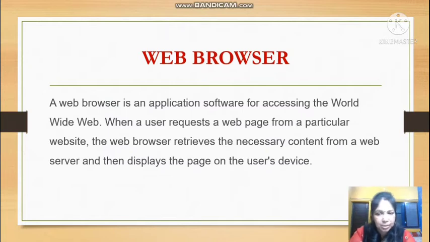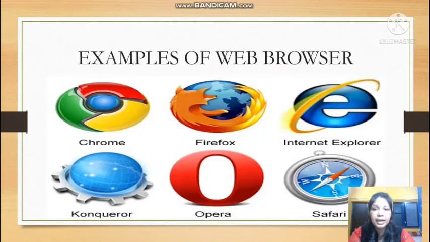So what is the process here? When a user requests a web page from a particular website, the web browser retrieves the necessary content from a web server and then displays the web page on the user's device. Okay, next is examples of web browsers. Many examples are there: Chrome, Firefox, Internet Explorer, then Konqueror, Opera, and Safari.